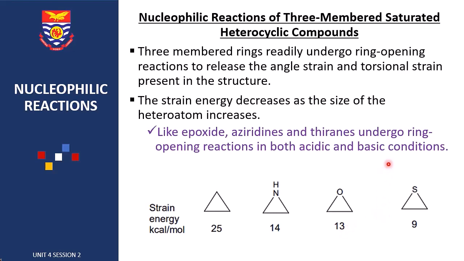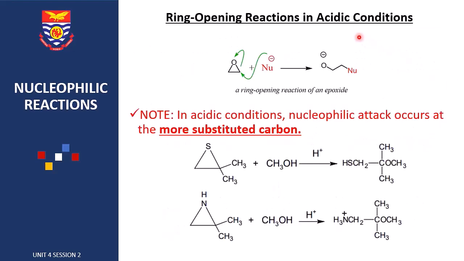So please take note of this, that just like epoxides, aziridine and thiirane undergo ring opening reactions in both acidic ones and in basic conditions. I will take it one after the other. So in acidic conditions, what we have to note is the fact that the nucleophilic attack occurs at the more substituted carbon, right? So the incoming nucleophile goes to the more substituted part of the ring.